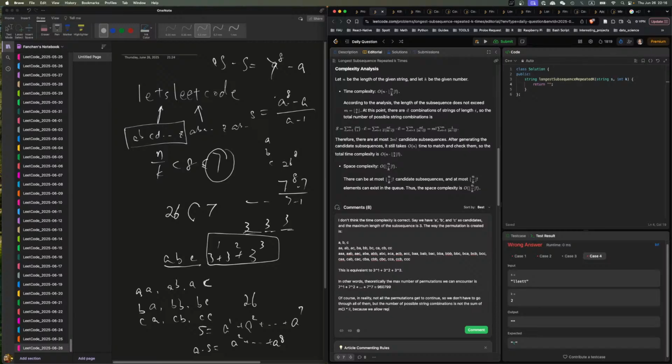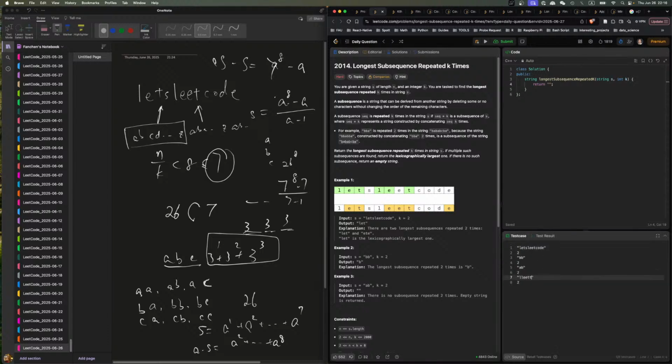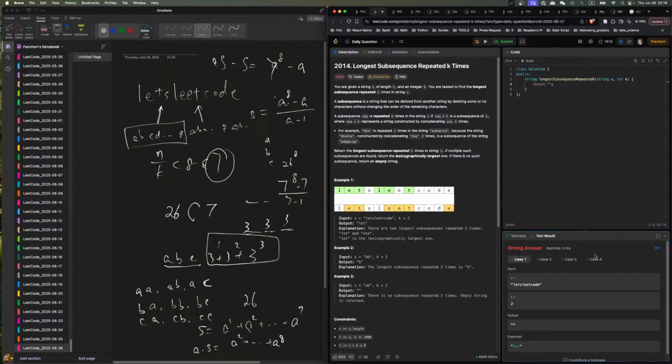We allow repeated characters in a subsequence, right? Unless we don't allow, actually I'm not sure. Are we allowing repeated? I think we definitely do. For example, this will give me LL, right? Yeah, we are allowing.